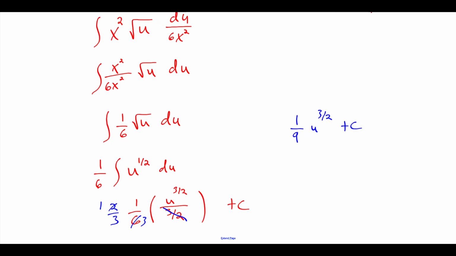u wasn't the variable in our problem, so we need to get rid of that u and replace it with what u was equal to. So we're going to have 1/9 times, u actually represented 5 plus 2x cubed, but then we've got the 3/2 power on that, and we've got our plus c on the back end.